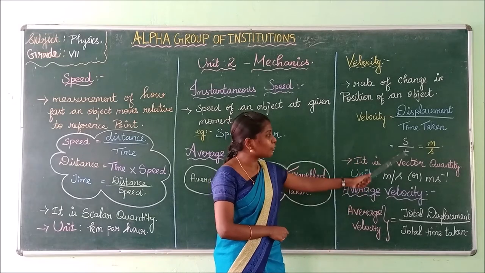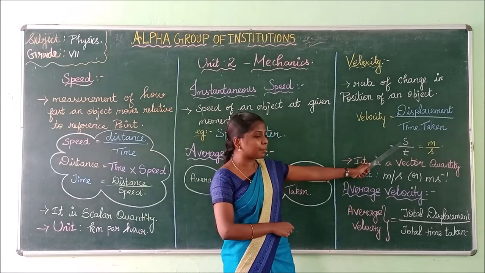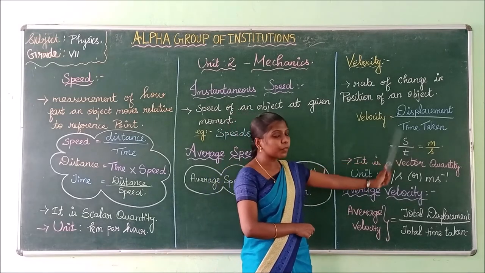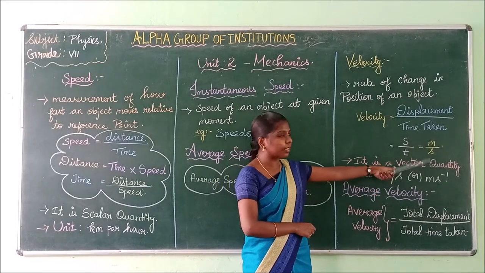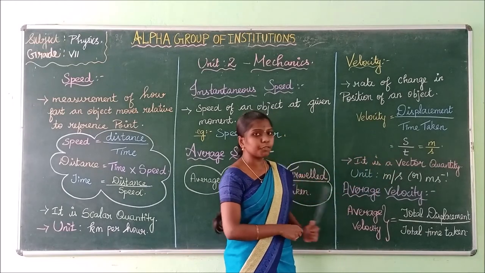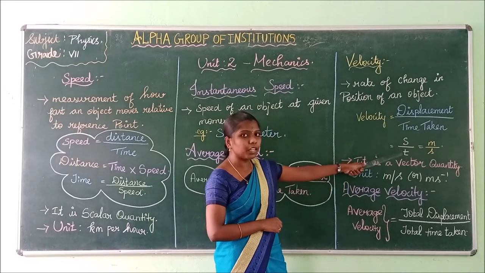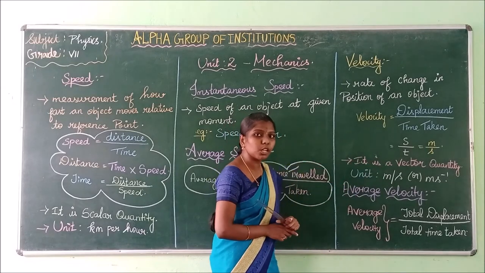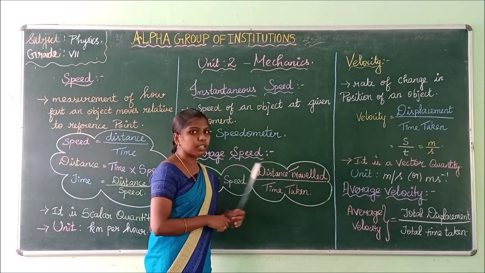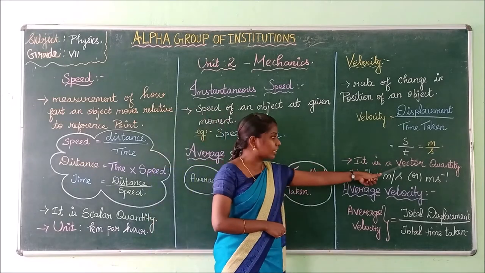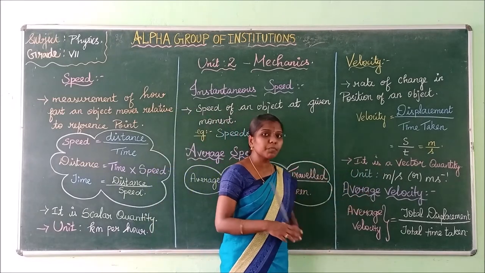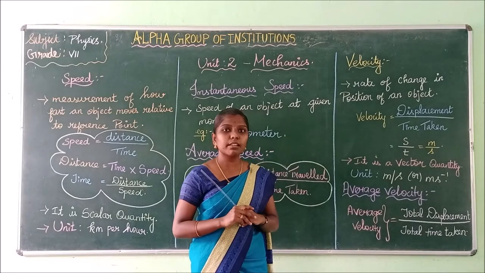What is the unit of displacement? Unit of displacement is meter. Unit of time is second. So the unit of velocity is meter per second. What is the unit of velocity? Unit of velocity is meter per second. Velocity is a vector quantity.